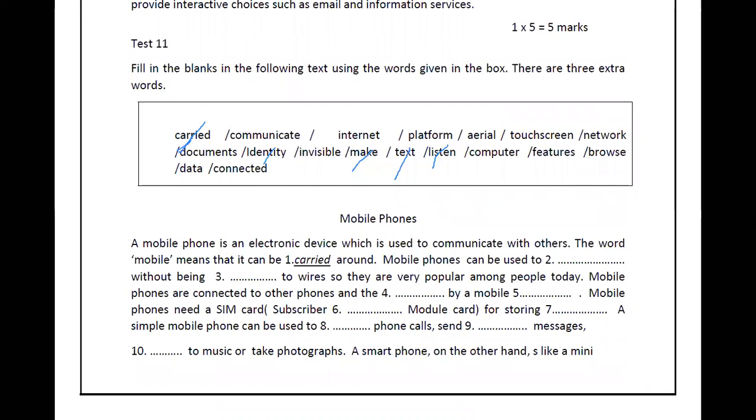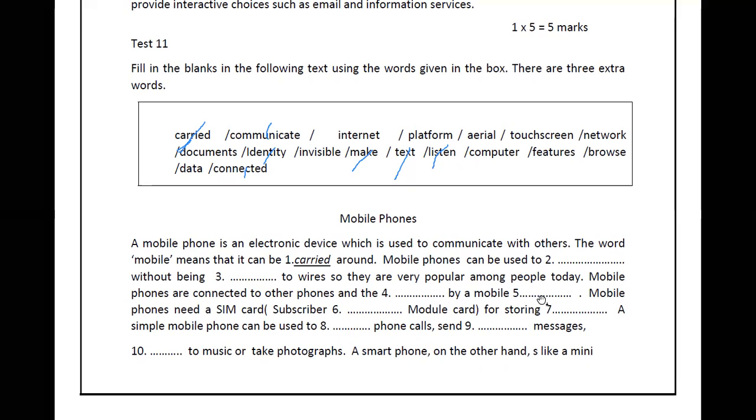Mobile phones can be used to blank without being blank to wires, without being what to wires? Connected to wires. So can remove the word connected as well, right? Because connected is also like you need wires and it is not connected to wires, right? Okay, you're cutting that. And then can be used for what? You are using mobile phone basically to communicate, right? Okay. And then can be used to communicate without being connected to wires, so they are very popular among people today.